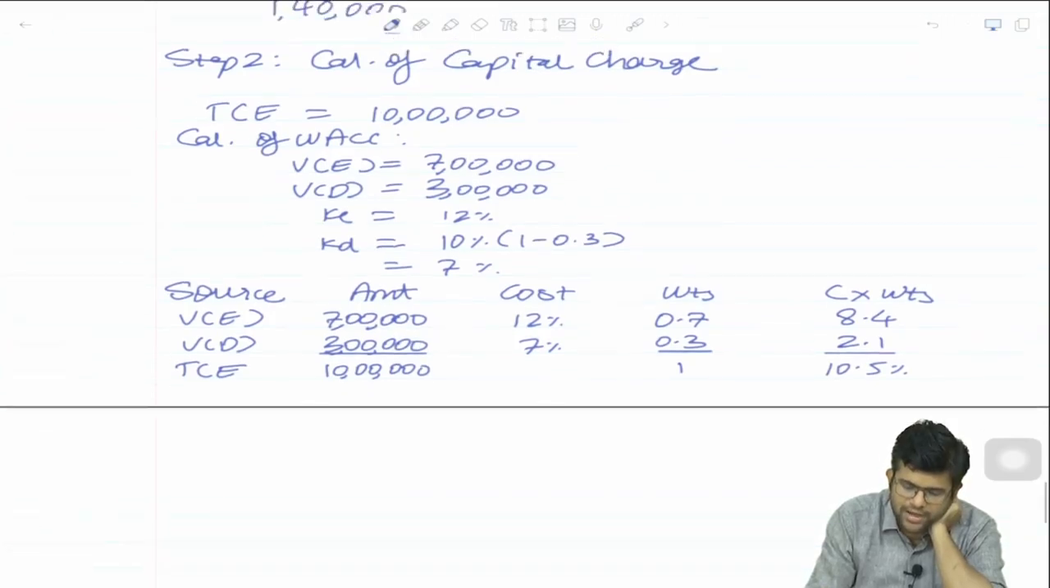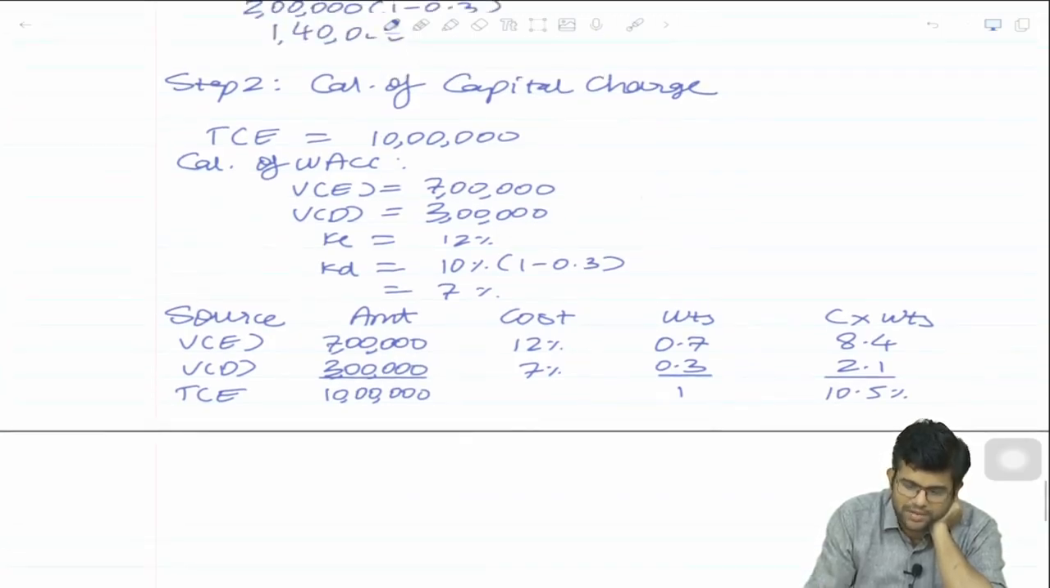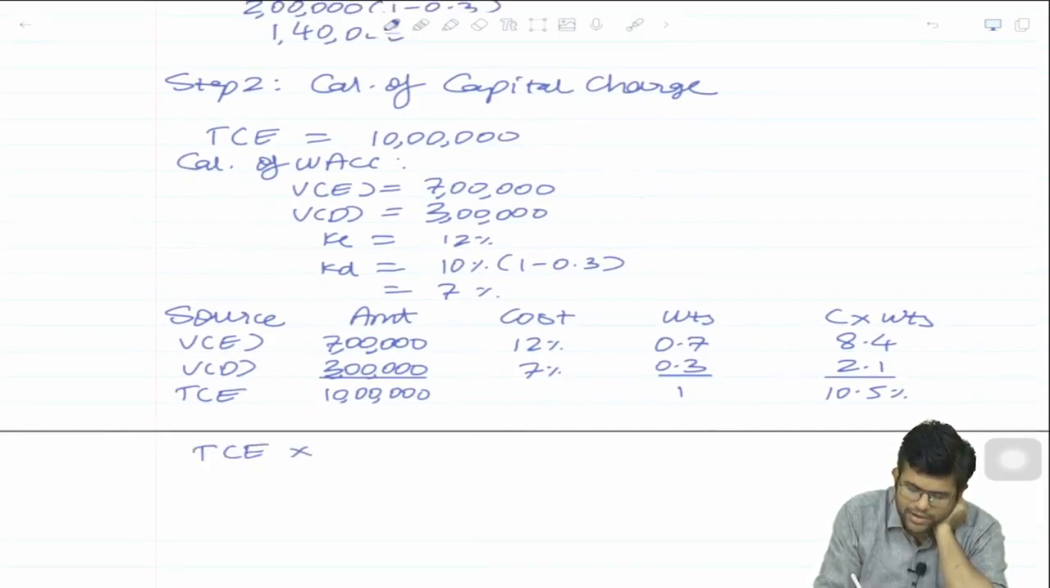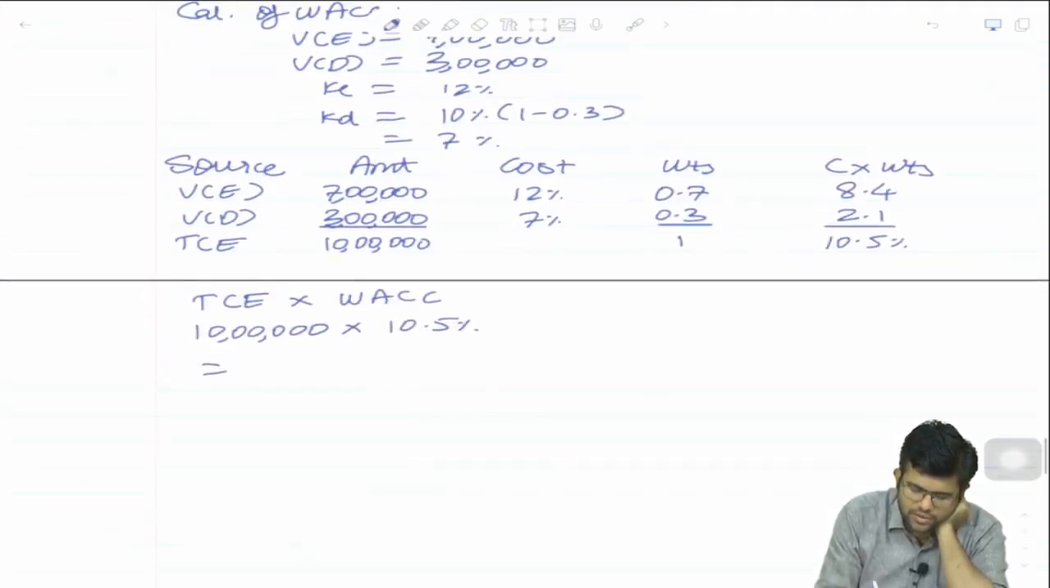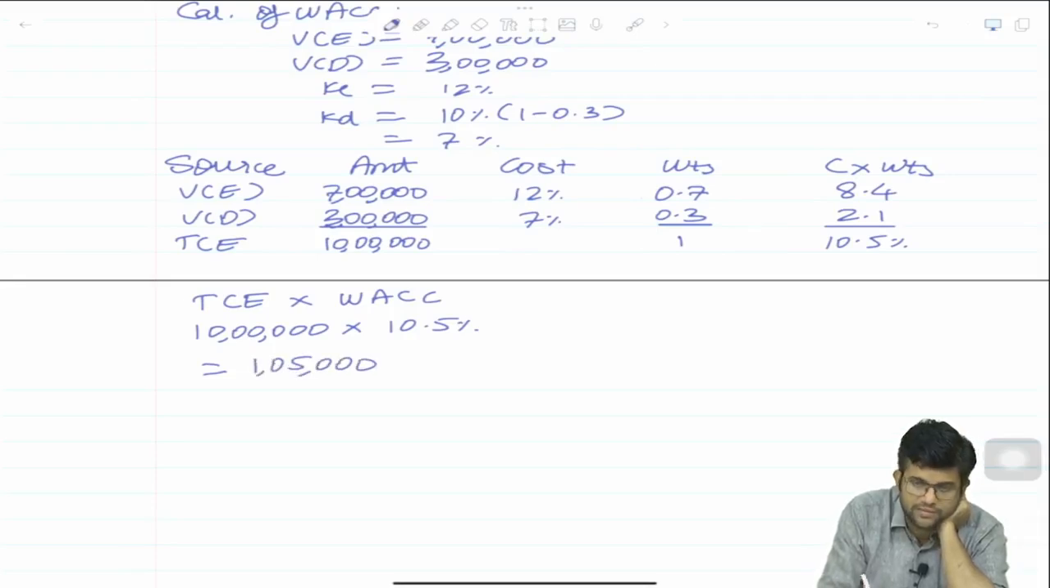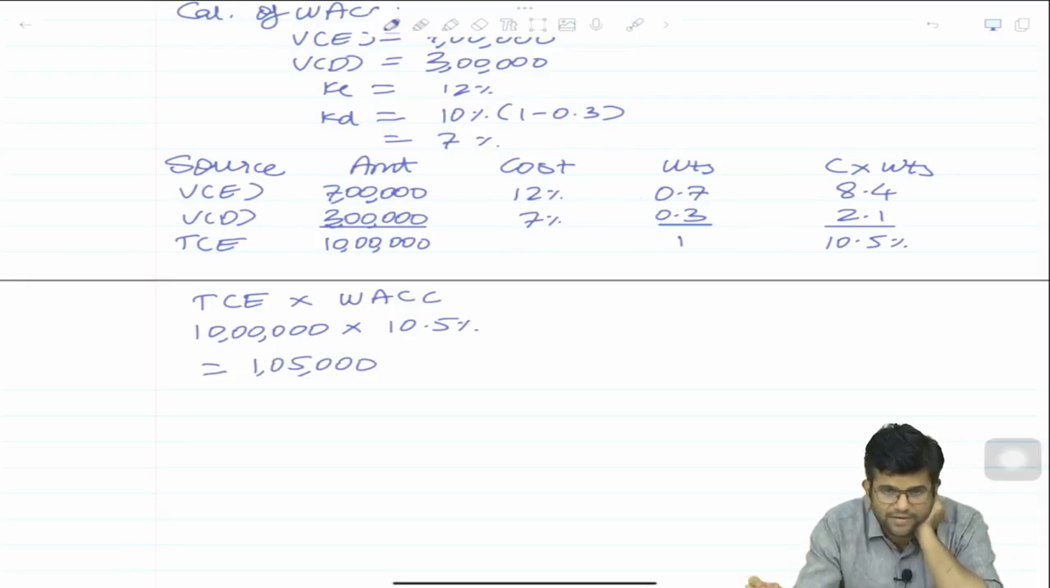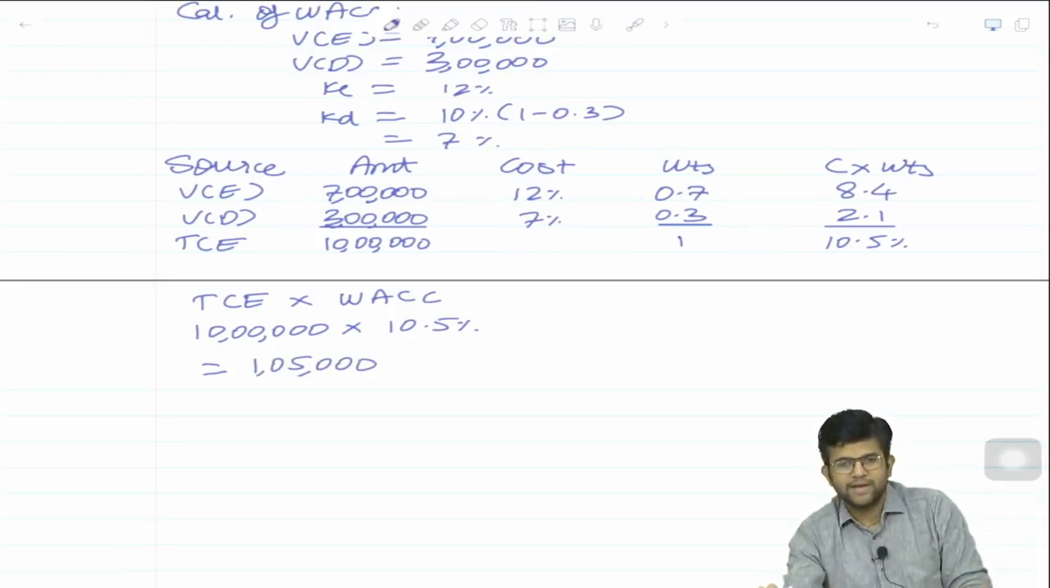So can I say your capital charge? Capital charge formula is total capital employed into WACC. Total capital employed is 10 lakh. WACC is 10.5%. This is 1 lakh 5,000. Someone just confirm this. Is it 1 lakh 5,000? Okay. So this is 1 lakh 5,000.